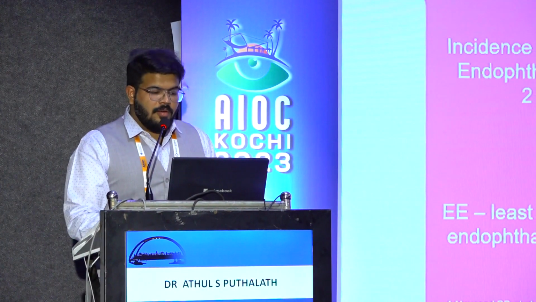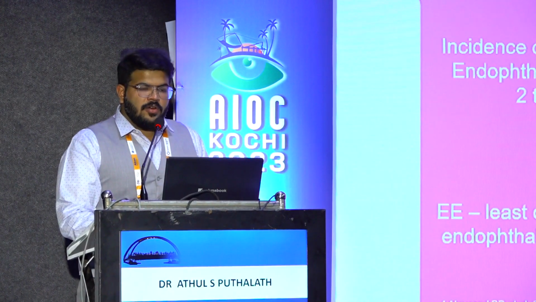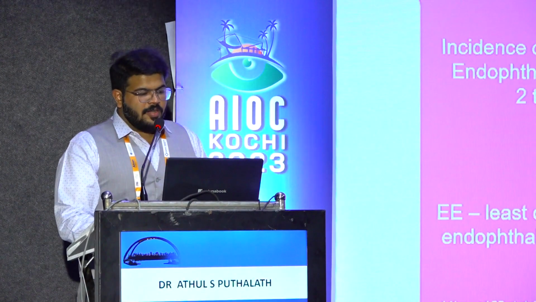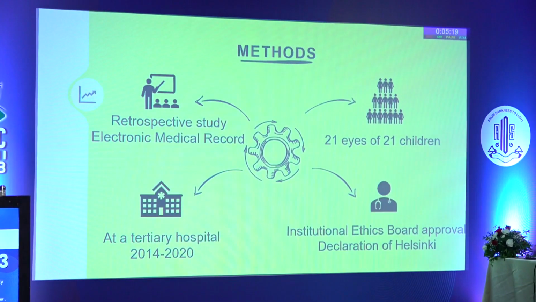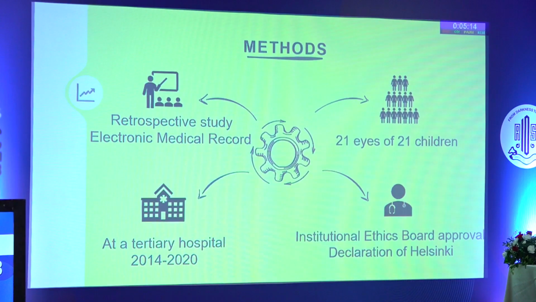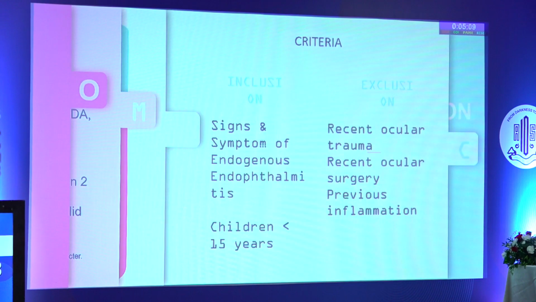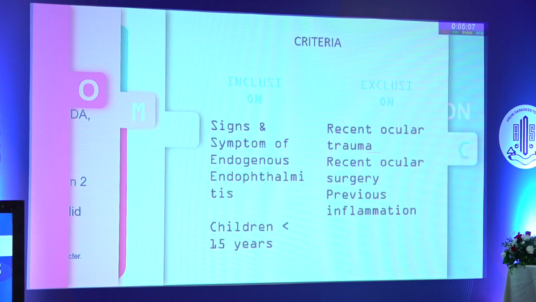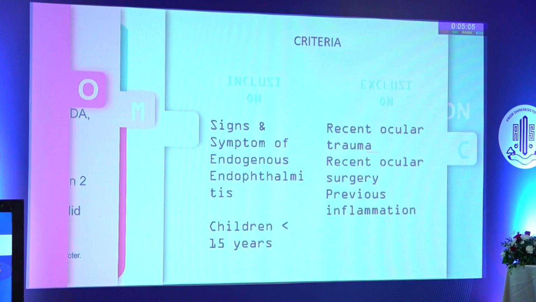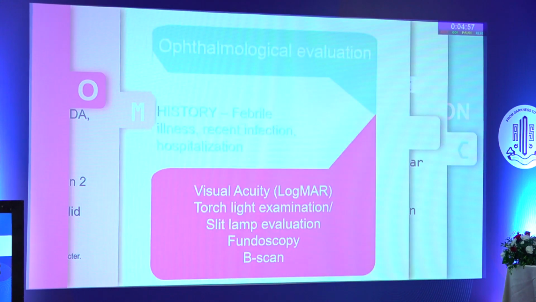The other types of endophthalmitis are more common, usually seen in premature infants, infections, prolonged hospital admissions, and inborn errors of metabolism. So we did a retrospective study of our EMR records. 21 eyes of 21 children were studied at a tertiary hospital during the period of 2014 to 2020. We included signs and symptoms of any patients presenting with endogenous endophthalmitis, children less than 15 years. We did not include cases which had recent ocular trauma, ocular surgery, or previous recently documented inflammation.